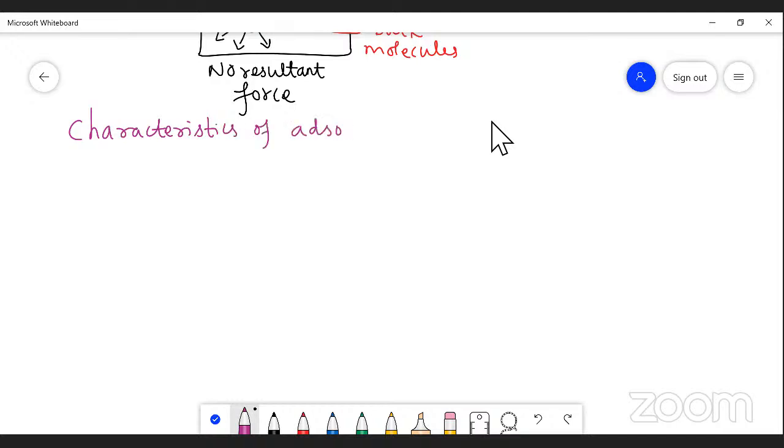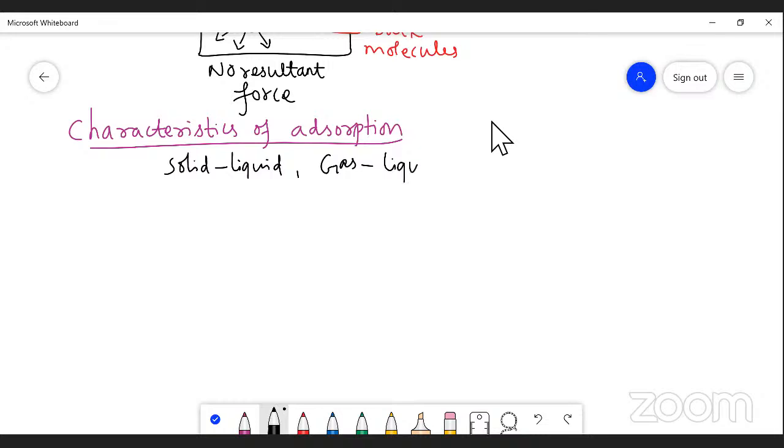Characteristics of adsorption. We know that adsorption is a surface phenomenon, so it occurs at interfaces between solid, liquid, and gas phases, for example solid-liquid, gas-liquid, or gas-solid. This is a surface phenomenon. At the interface you can consider two phases, and the phases will change.